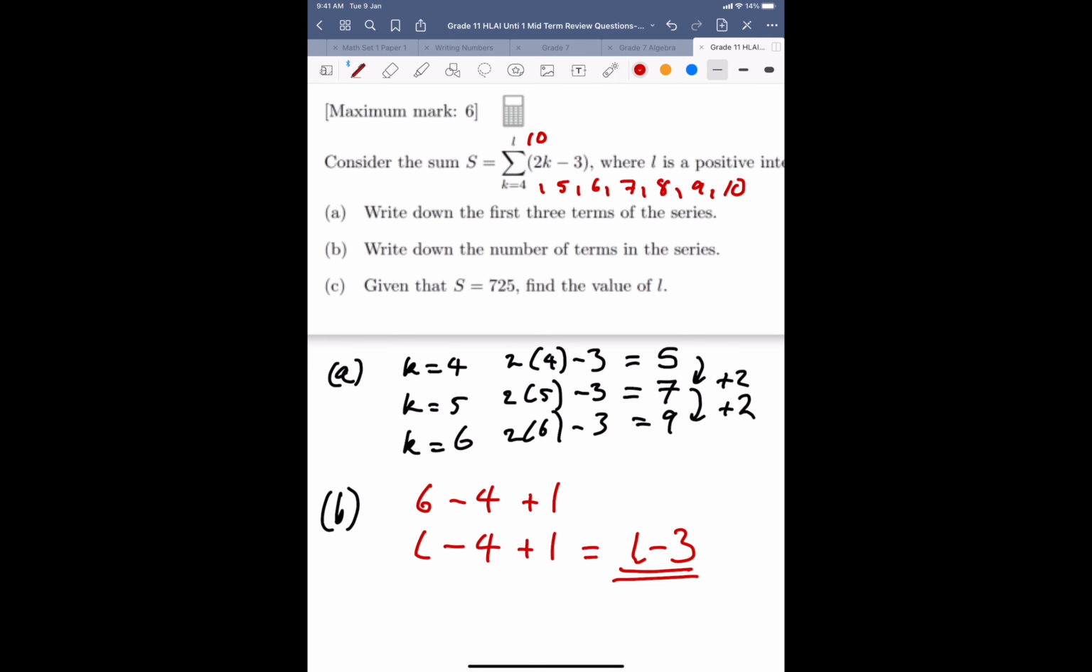And part C. Given that the sum is 725, find the value of L. What do you think we're going to do for this? And solve, of course. So basically we want to solve, and we've already got it in sigma notation. Sigma, k equals 4. I've got a 2k minus 3 here. I need this to equal 725. And what I have to do for this to work is make the top letter k, because when I do n solve on the calculator, we need to have the same variable. So let's go ahead and do that.